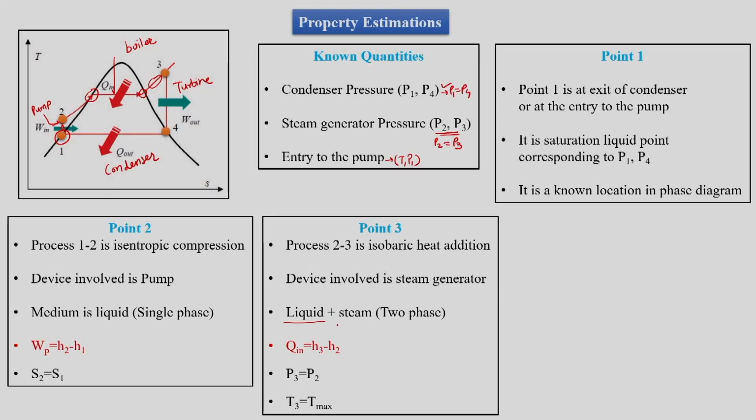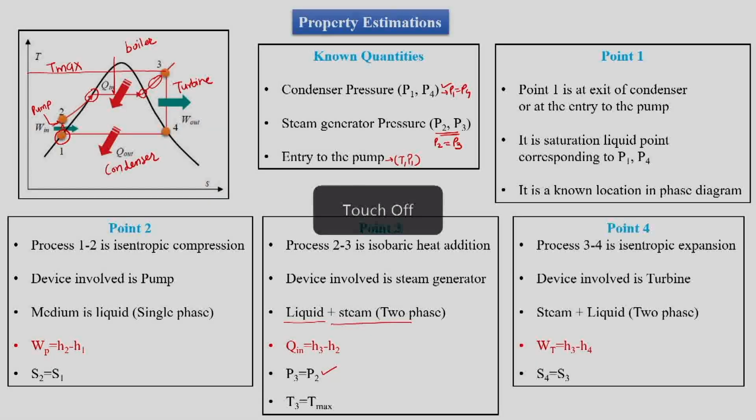So, in all, a steam generator or boiler would handle two-phase flow, which is liquid plus steam. The amount of heat added into the boiler or steam generator is equal to the rise in enthalpy of water, which is H3 minus H2. The process has constant pressure, so we have P3 is equal to P2, and as per the TS diagram we can see that this is the maximum temperature in the cycle. So T3 is equal to T max.